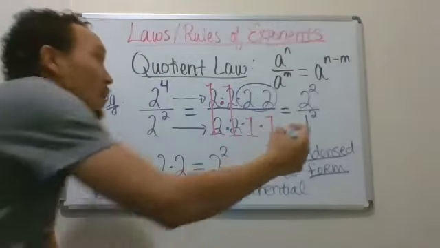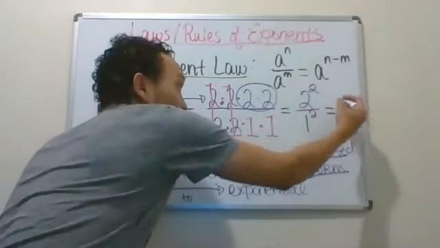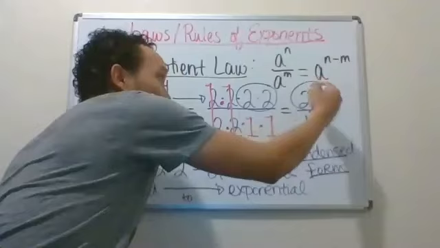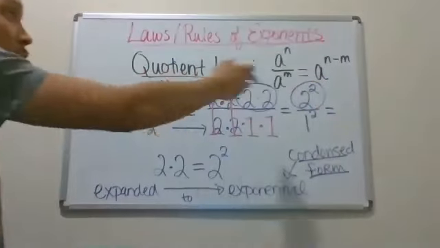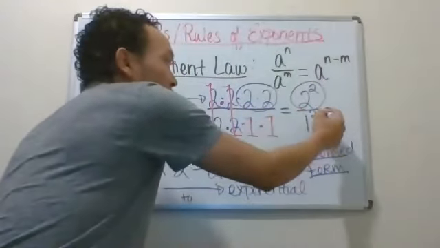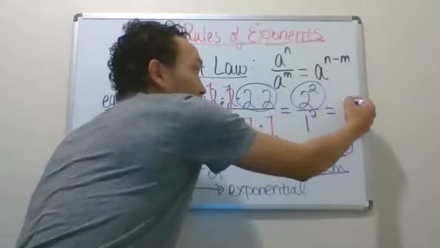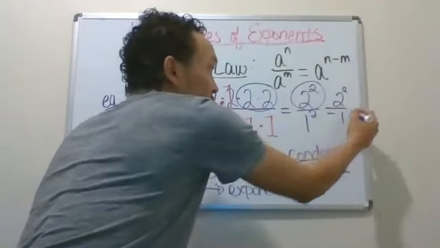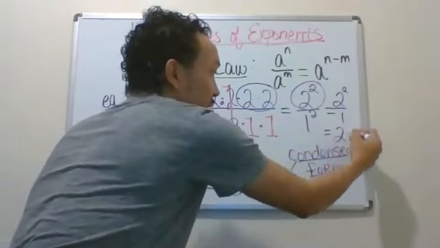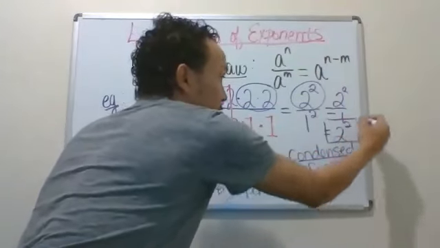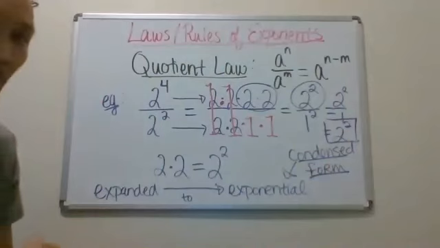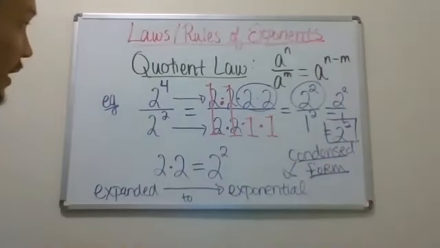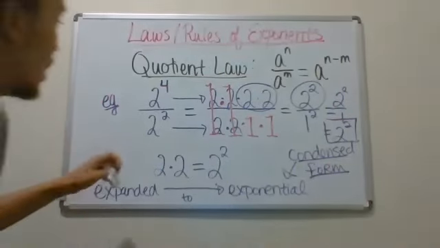All right, so now when we simplify this, let's leave this as an exponential so we can see how the quotient law works. But we know 1 squared is simply just 1. So we have 2 squared divided by 1, which gives me my final answer of just 2 squared, okay? Now let's look at this utilizing the quotient law.